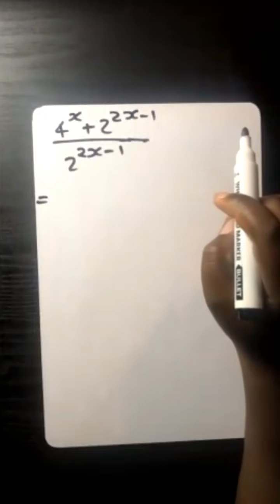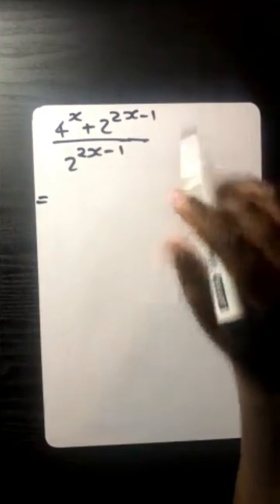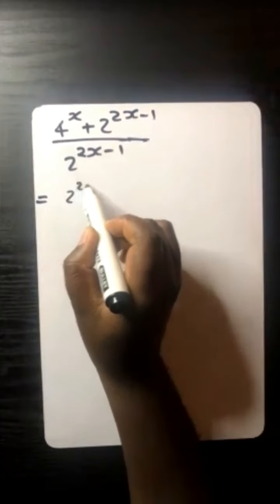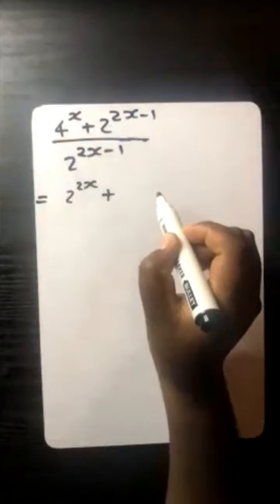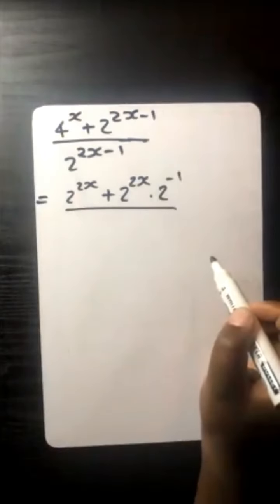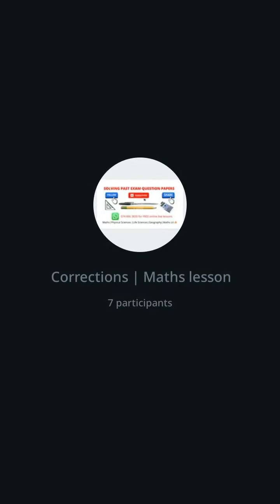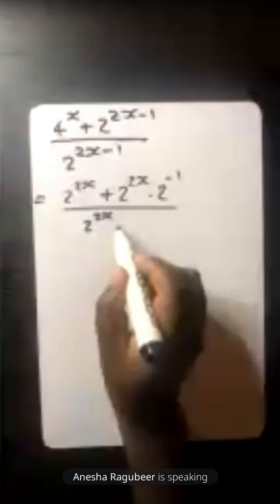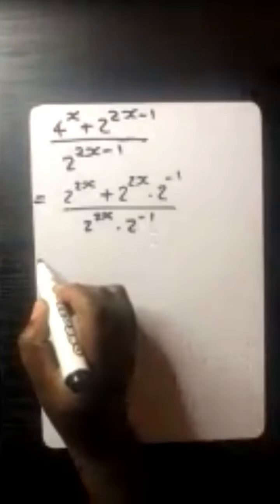So guys, let's see. Same approach also. Obviously, we know this is the same as 2 to the exponent 2x, that part alone. So we've got a plus, this is 2 to the exponent 2x multiplied by 2 to the exponent minus 1. Shreyas, did you understand that part of 2 to the exponent 2x? Yes, sir. And also this part, did you get it? Yes, sir. Okay, 100%. So this is what we've got.